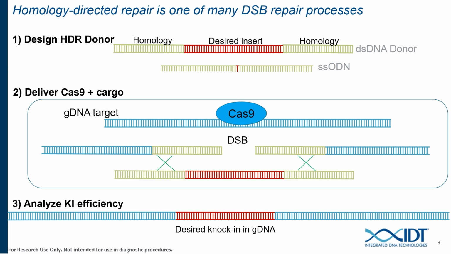And next you would want to deliver your CRISPR reagents to generate that targeted double-strand break and allow the HDR donor to homologously recombine into the genome and bring the insert with it. And the last step is analysis, which can be done by sequencing. We tend to use a lot of sequencing like Illumina or Oxford Nanopore, or by phenotyping like flow cytometry or ELISA.